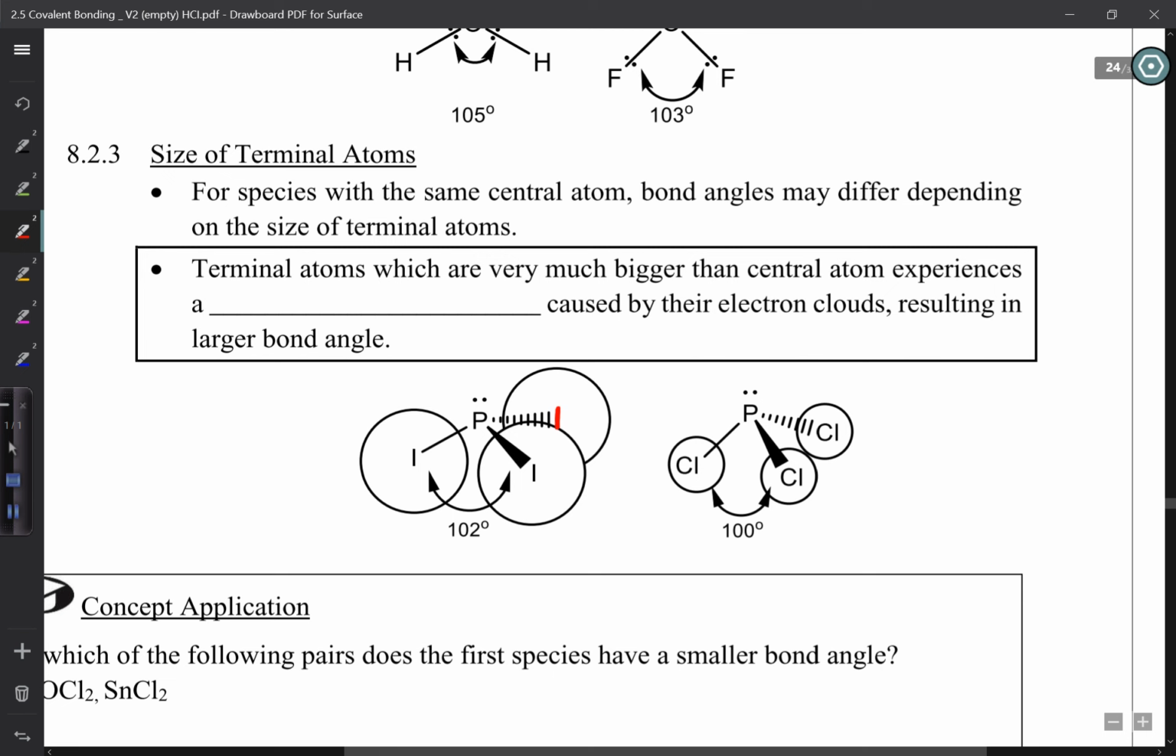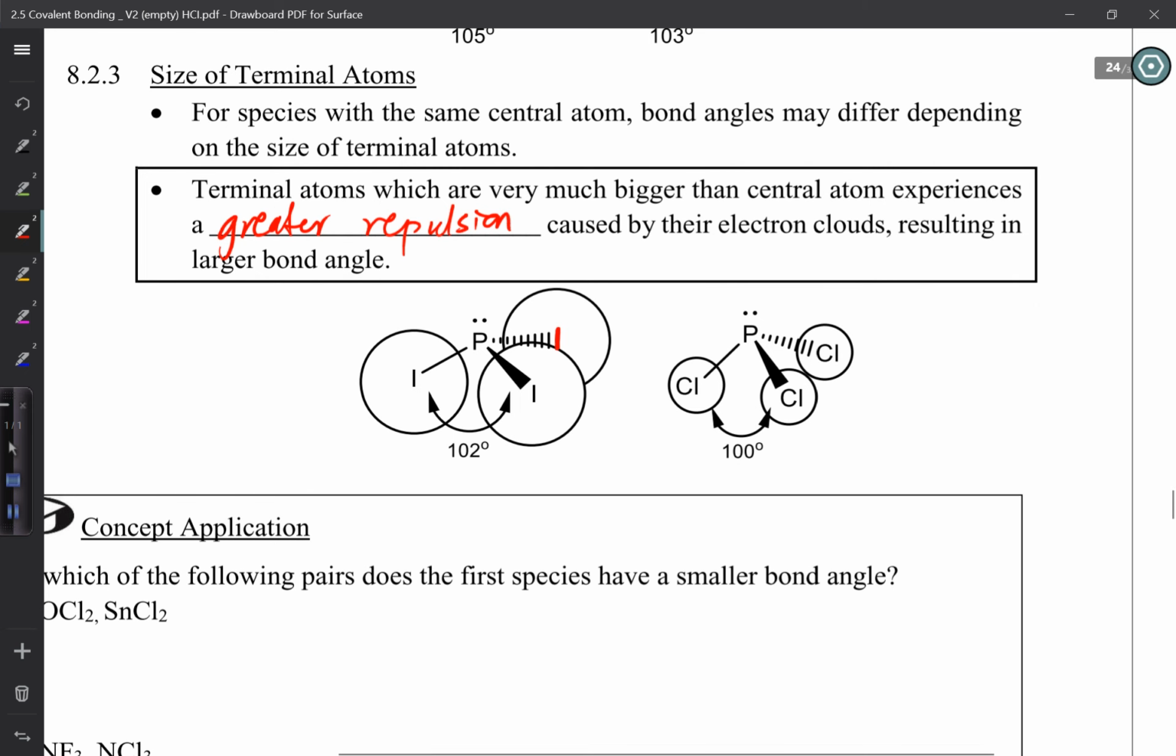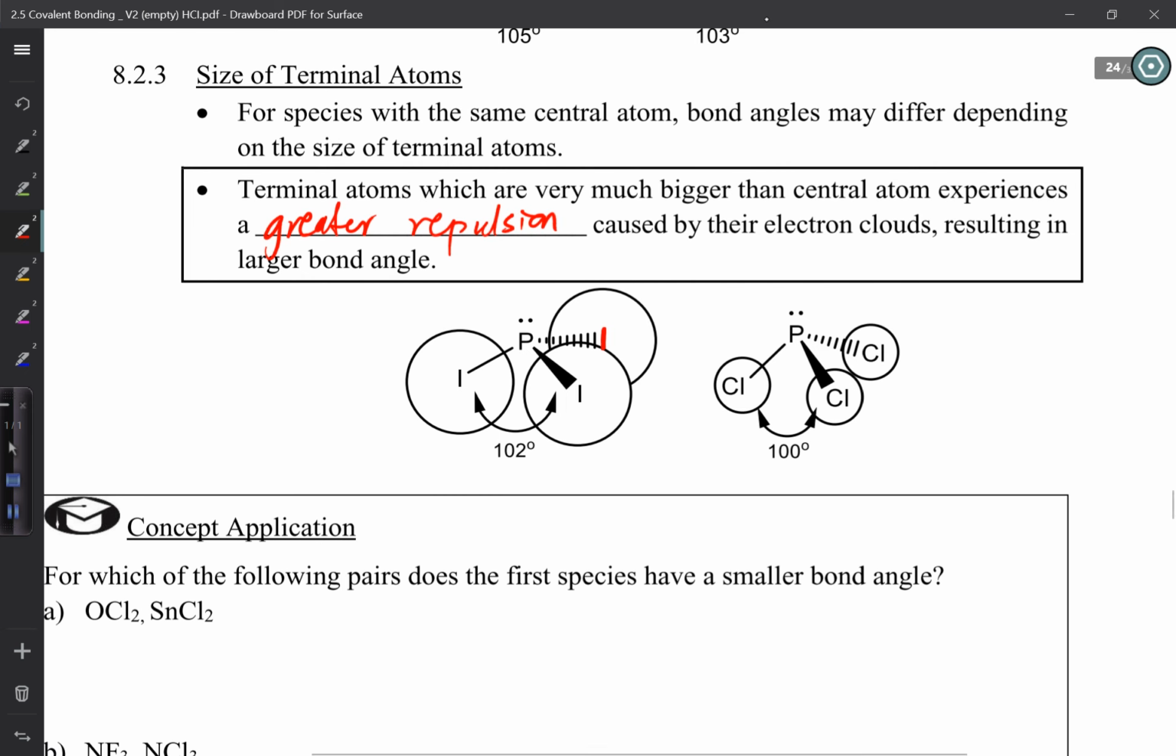Alright, so for this case, how do we explain it? We say that terminal atoms which are very much bigger than the central atom experience a greater repulsion caused by the electron clouds, resulting in a larger bond angle. So this is why PI3 will have a larger bond angle than PCl3.